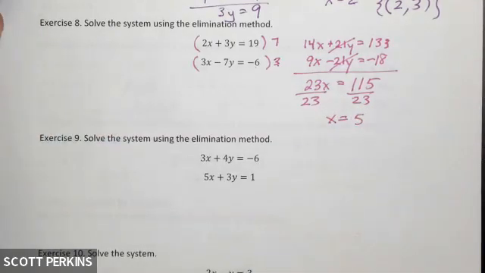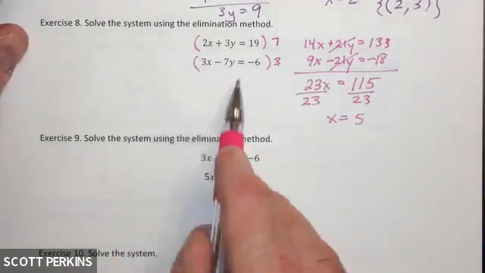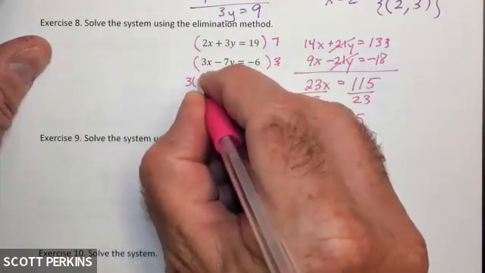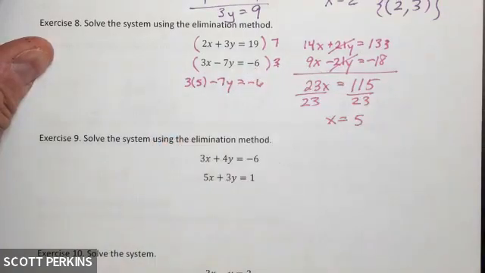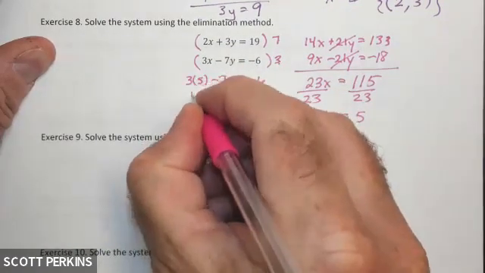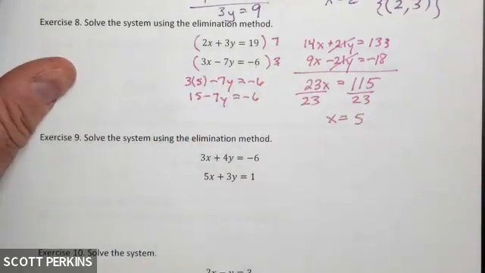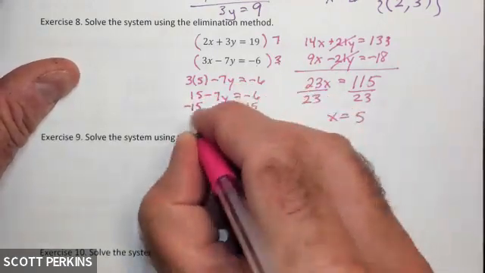Love it. Pick your favorite equation of the original two. It absolutely does not matter. I'm just, again, going to use the bottom one because the space is right below it. So when I put x is 5, I have 3 times 5 minus 7y is -6. 3 times 5 is 15. Just a lot of arithmetic that we're doing. Don't forget, your calculator can help you with that. If you need it, don't be shy about it.